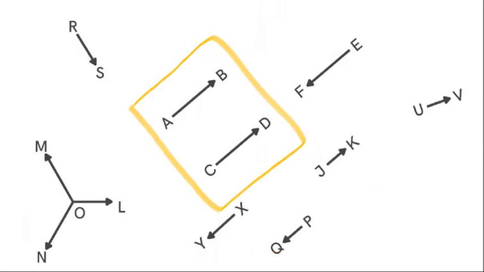Okay, consider the two vectors which I have drawn inside this yellow box. Here you see the two vectors are moving in the same direction. Can you see? The two vectors are pointing towards the same direction. So I can say that these two vectors are parallel to each other.